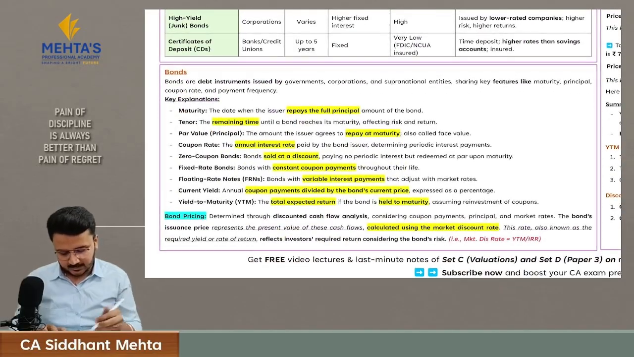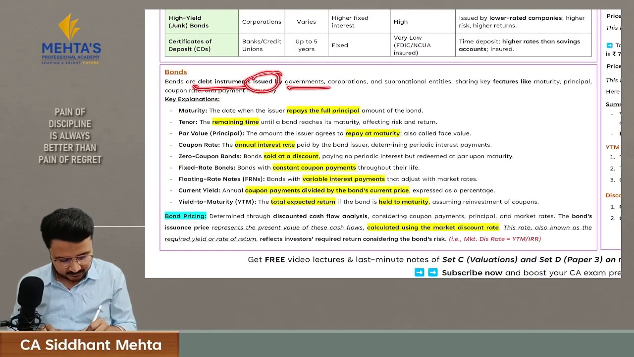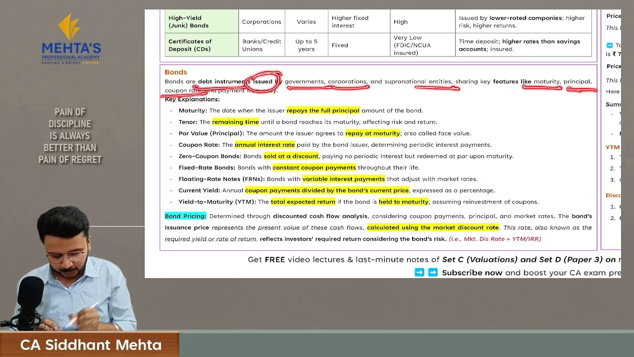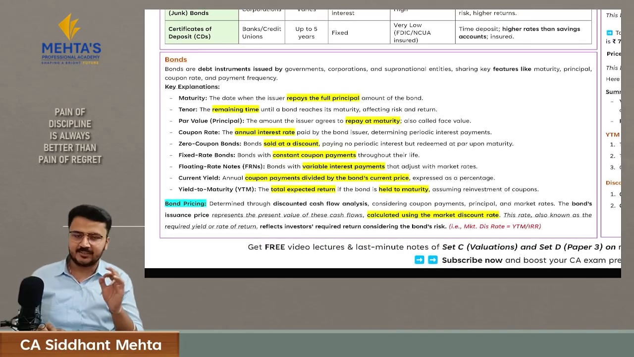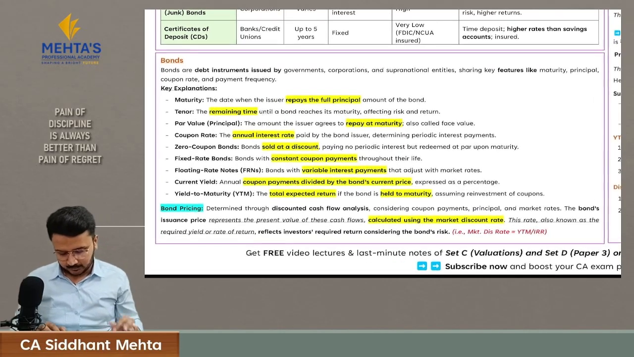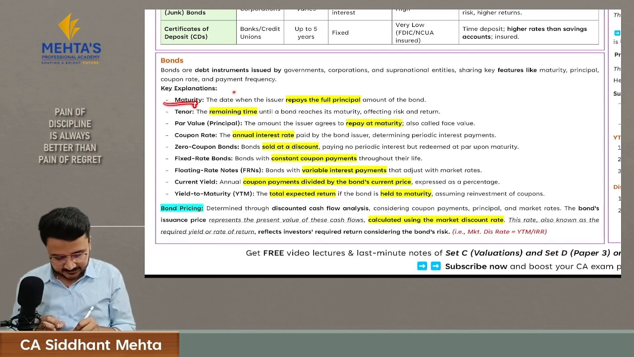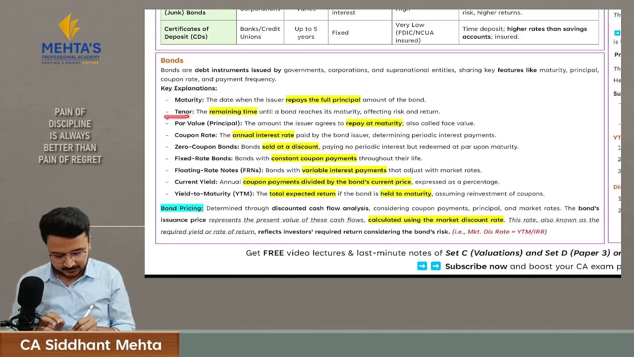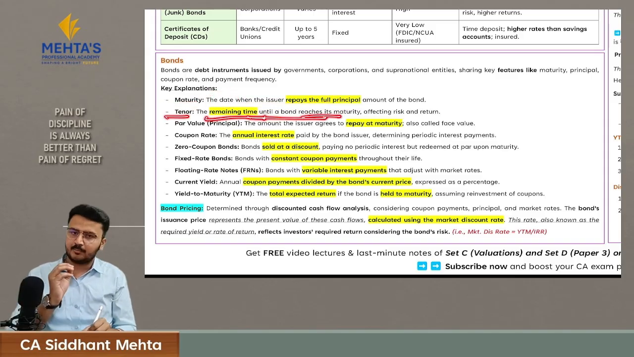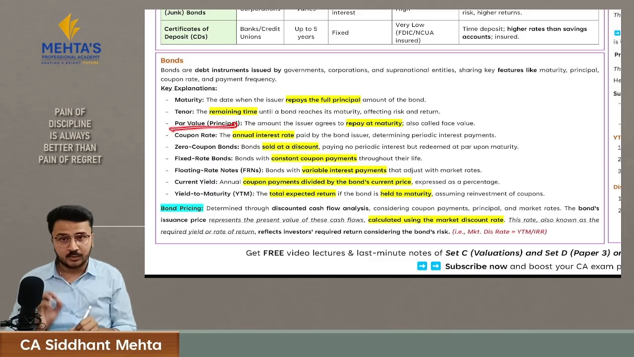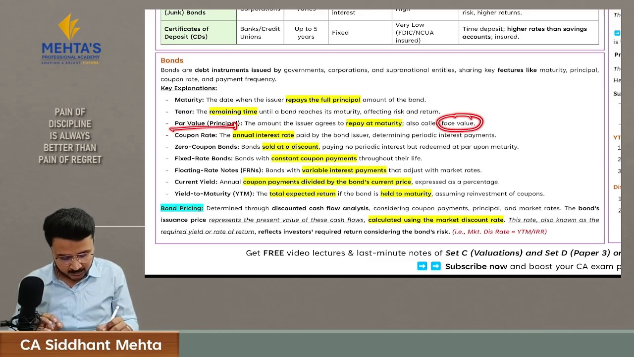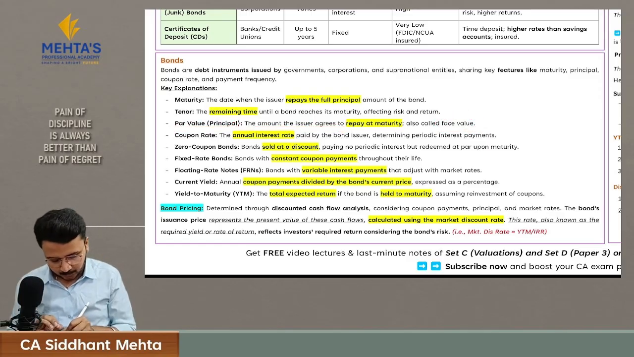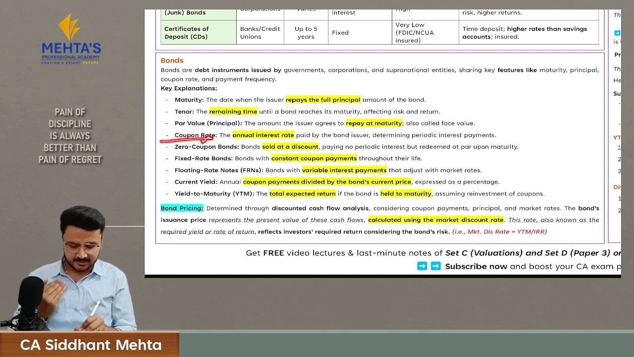So the bonds are the debt instruments which are issued by the government, corporates and entities having key features like maturity, principal and coupon rate. Let's understand some key terms which are used in bonds. Maturity means the date when the issuer will repay the full principal amount. Then tenure, this is the remaining time until a bond reaches its maturity. Then there is par value, which is also called your face value. This is the amount which the issuer agrees to repay at maturity. Then there is a coupon rate, which is also called the annual interest rate.